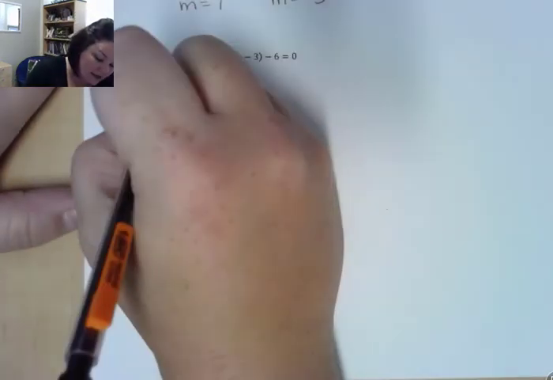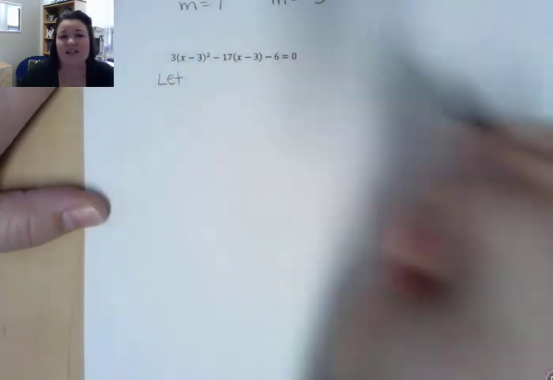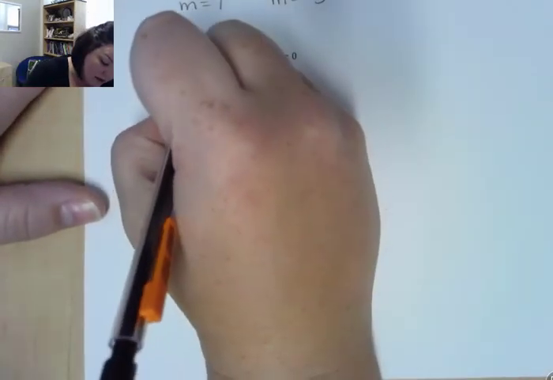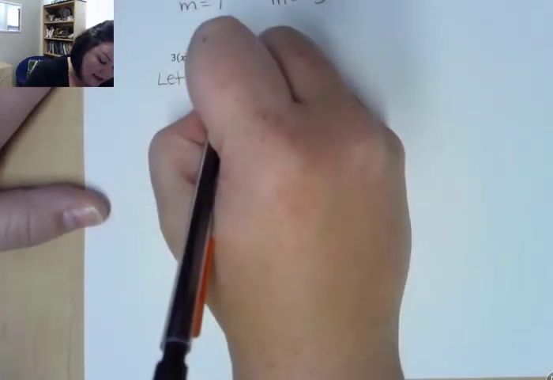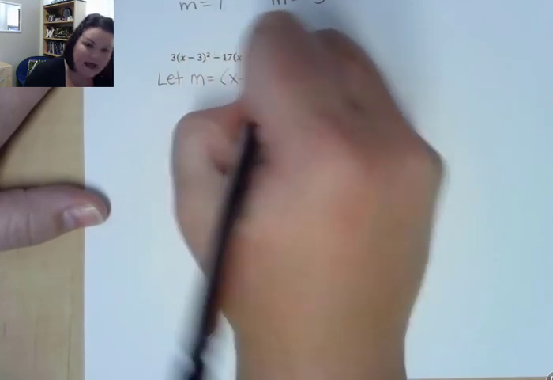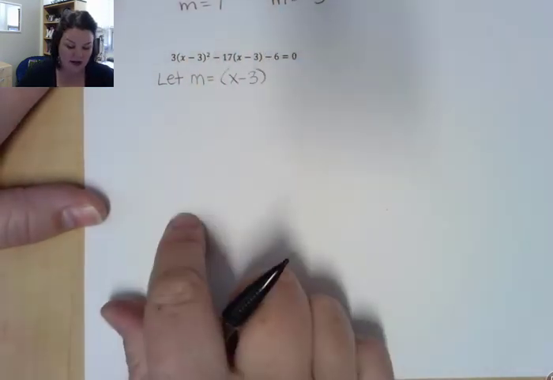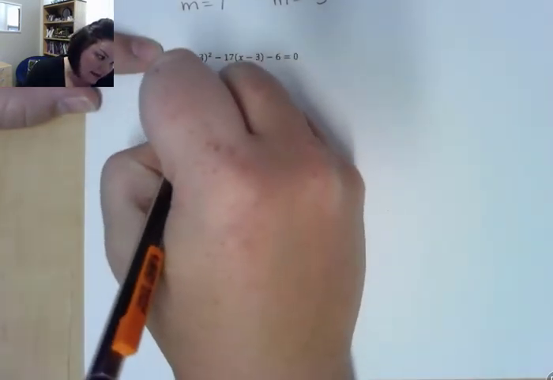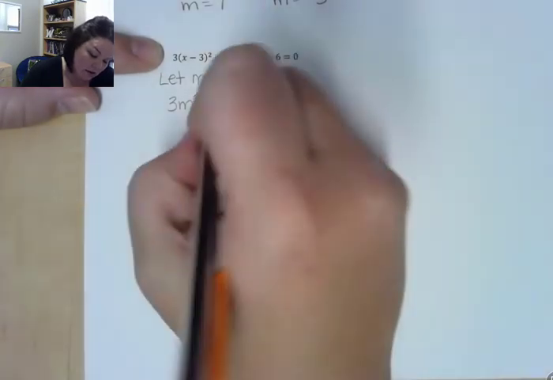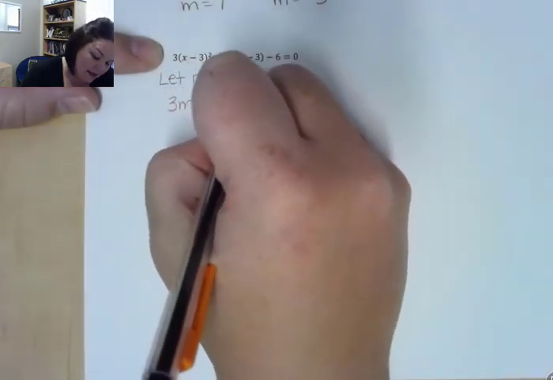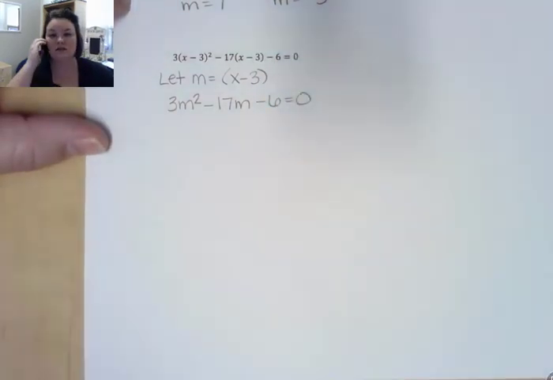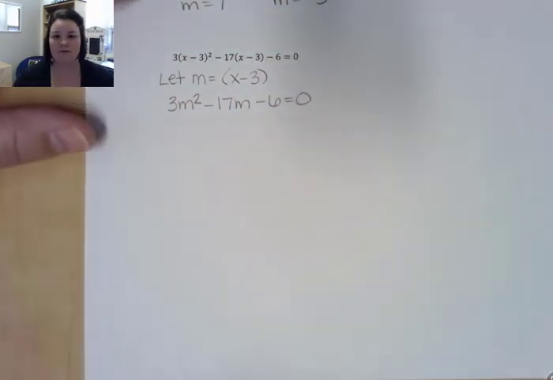So again, I'm just going to use m again. Now you can use whatever you want. You can use K, L, A, whatever your initial is, okay? But I'm going to use m. I'm going to let m equal the quantity x minus 3. So now I can rewrite my equation as 3 times m squared minus 17 times m minus 6 equals 0. Okay.